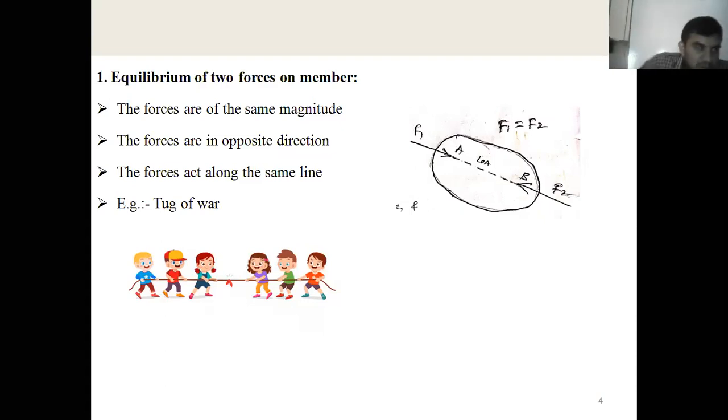Yes. Number 1. Number 2. Yes, 4. What's your name? Abhilash, sir. Abhilash. Now tell me, give me any one example of a member subject to only two forces, then it should be in equilibrium condition. Yes.